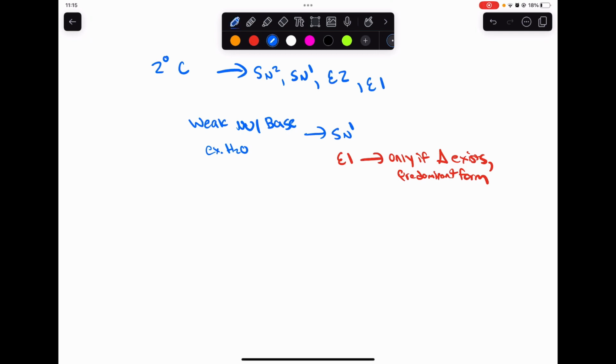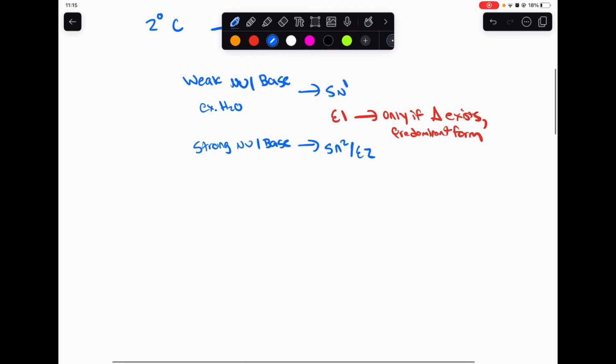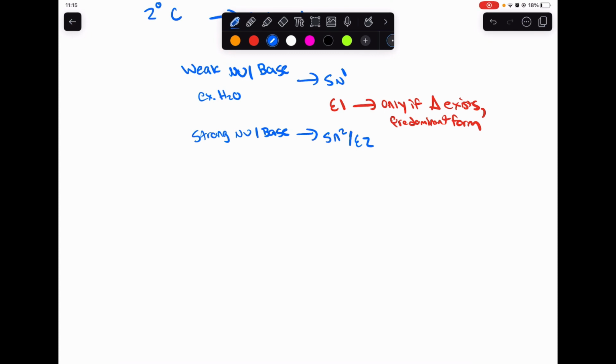Now, if it's a strong nucleophile or base, then it can undergo SN2 or E2. Now let's narrow this down even more. There's three possible reaction conditions. If we only have a nucleophile available, if it's a strong nucleophile, so that means the pKa of the conjugate acid is greater than 11, then this would be SN2.